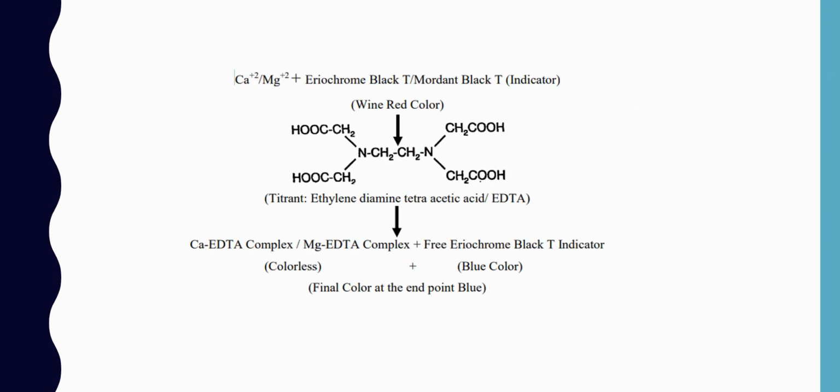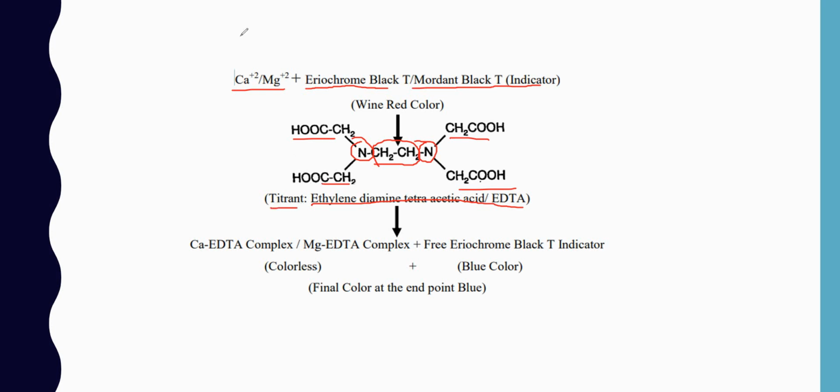Now you can see here we have calcium or magnesium ions. We have an indicator, Eriochrome Black T indicator. And here we have ethylene diamine tetraacetic acid, that is EDTA. See, tetra: 1, 2, 3, 4, tetraacetic acid; ethylene, CH2CH2, diamine, tetraacetic acid. This is the structure of EDTA.